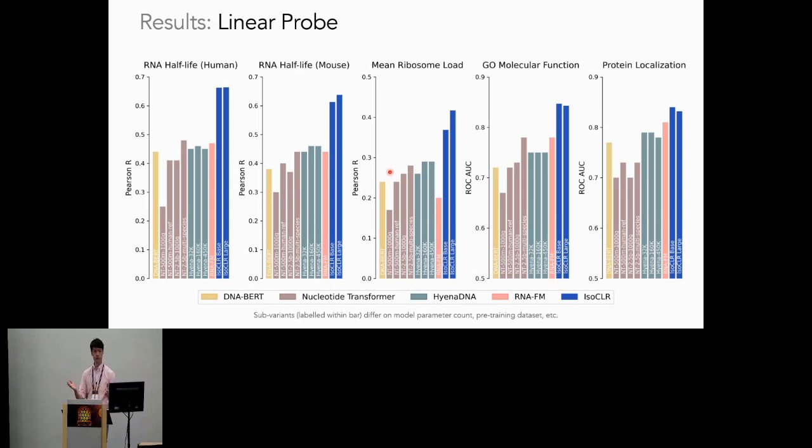The reason why there are multiple models per group is because the authors often publish multiple model sizes based on parameter count. But basically, we clearly see IsoCLR outperforming all the other existing self-supervised genomic foundation models, which is really exciting for us.